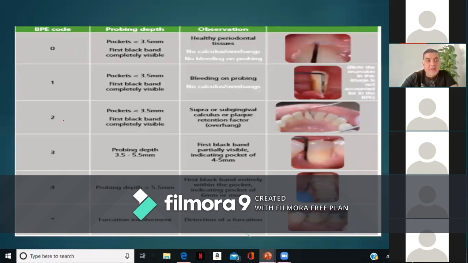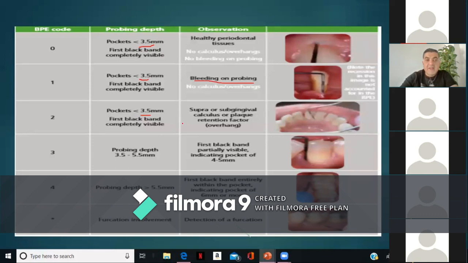Again, pocket 0, 1, 2, all of them very easy. All of them are less than 3.5, so the whole black band is showing. Zero: healthy periodontal, no bleeding, no problems. One: when there is bleeding here. Okay, you see all the bleeding. That's it, so it is score one.